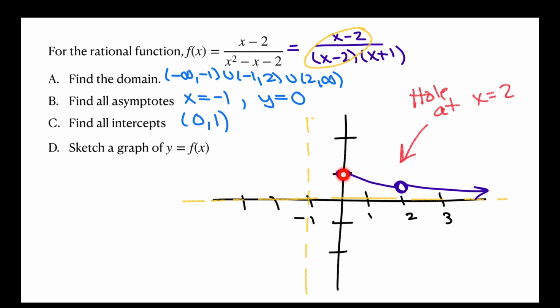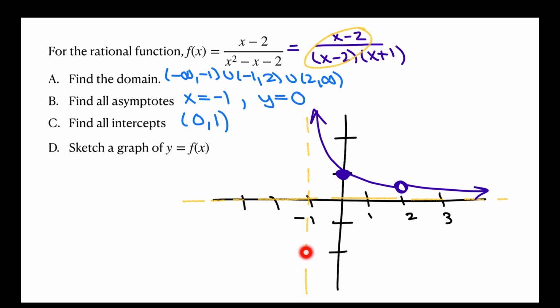Now, if I go from this intercept that I have and I go to the left, we have to be approaching our vertical asymptote. I know that the graph is not going to go down because there aren't any x-intercepts. So the graph has to go up towards that vertical asymptote.